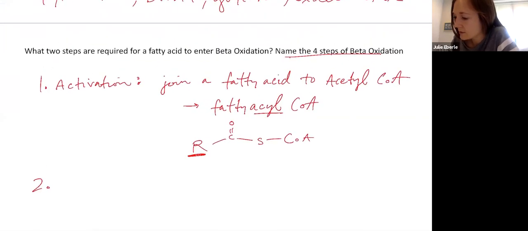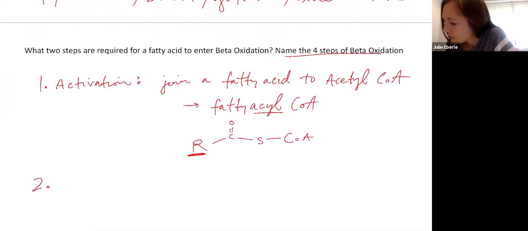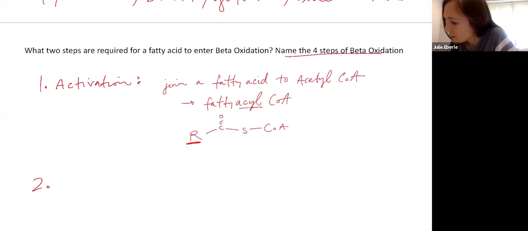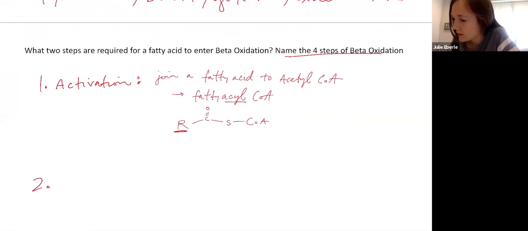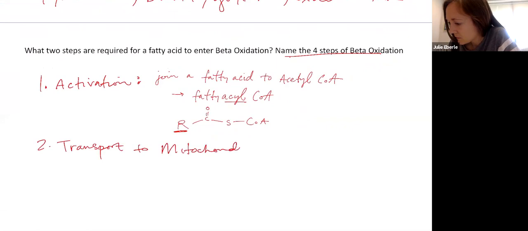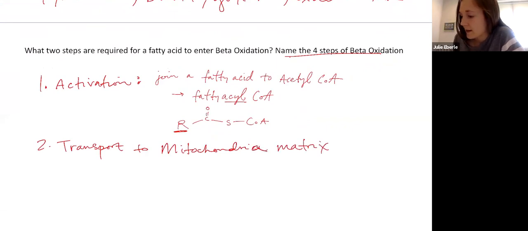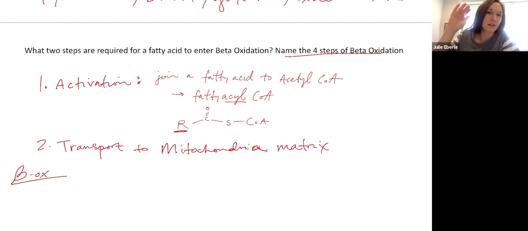Step number 2. Oh, I'm really leaving myself a lot of room here, aren't I? Let me shrink this down. Step number 2 is transport to the mitochondria matrix. All right. Beta oxidation. Someone can tell me the 4 steps. I know they can.